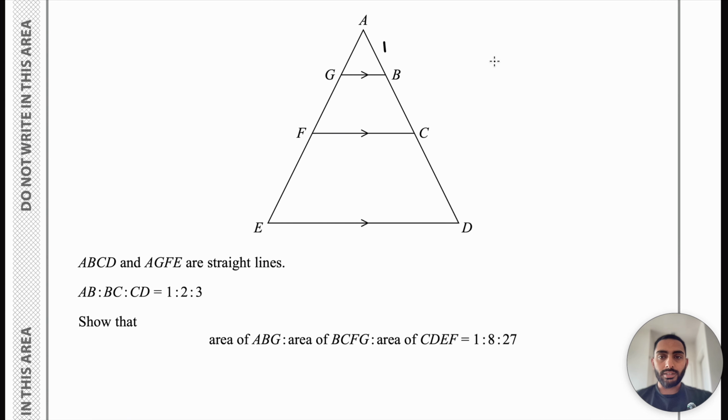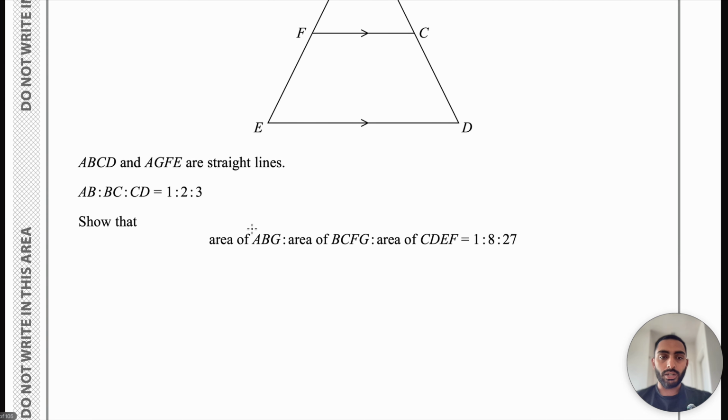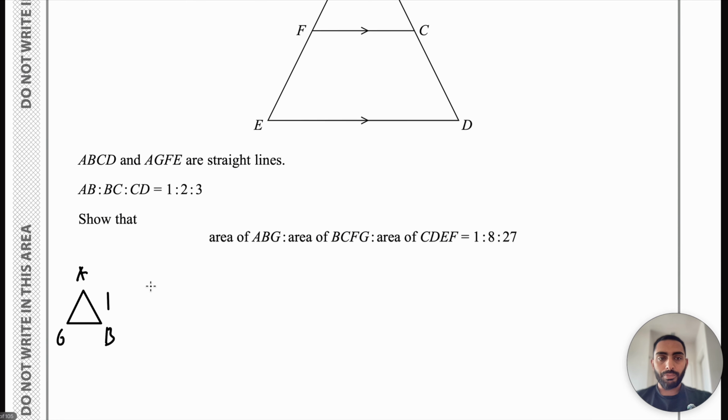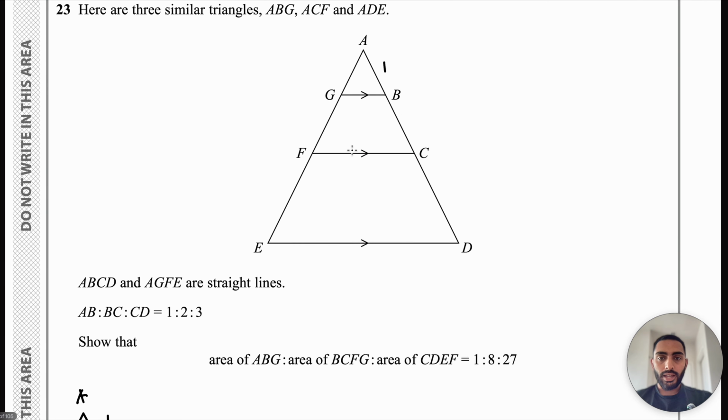I'm going to draw these as separate triangles just so that I can see a little bit more clearly. So I've got my first triangle, which is the small one, AGB, and that length is 1. Then for the next one, I've got AFC.